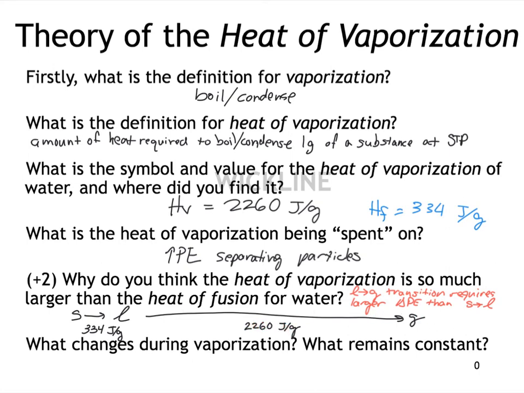During vaporization, things that change are: if you are boiling, potential energy increases. If you're condensing, potential energy decreases. But what remains constant is that boiling is a phase change, so the temperature remains constant.